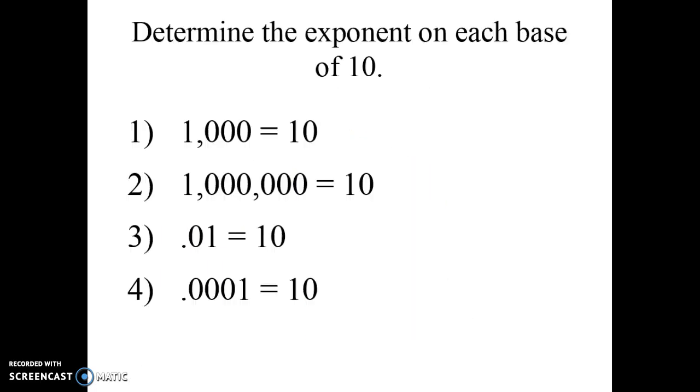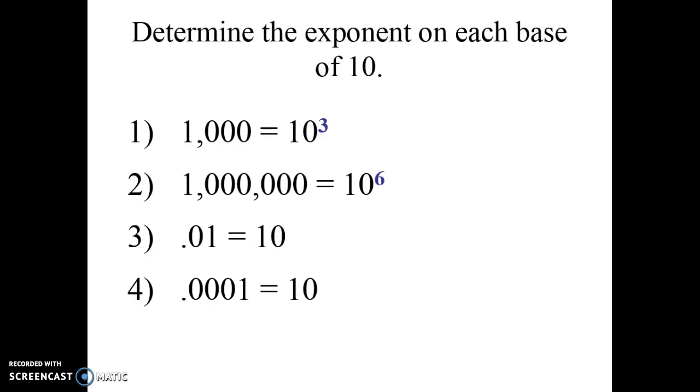So let's do some practice. Go ahead and determine the exponent you would use in each of these problems. Pause the video, then press play again. Okay, let's check your work. Number 1, you should have written 10 to the third. Number 2, 10 to the sixth.